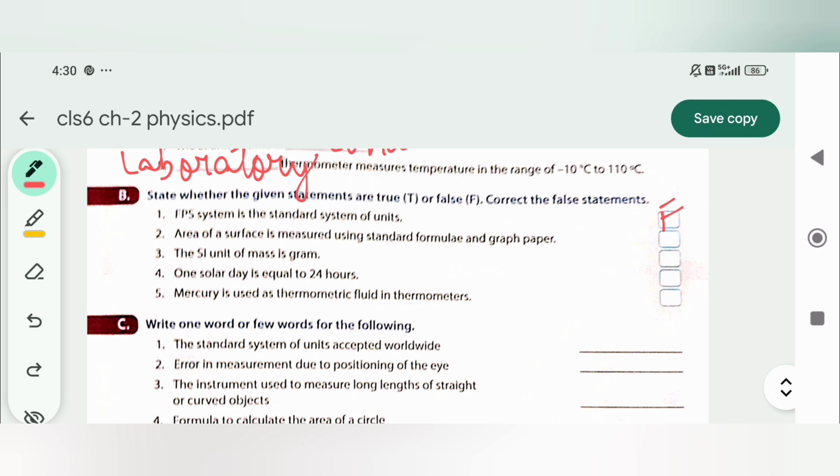Now bit 2, area of a surface is measured using standard formula and graph. True. The SI unit of mass is gram. False. The SI unit of mass is kilogram. 1 solar day is equal to 24 hours. True. Mercury is used as thermometric fluid in thermometers. True.